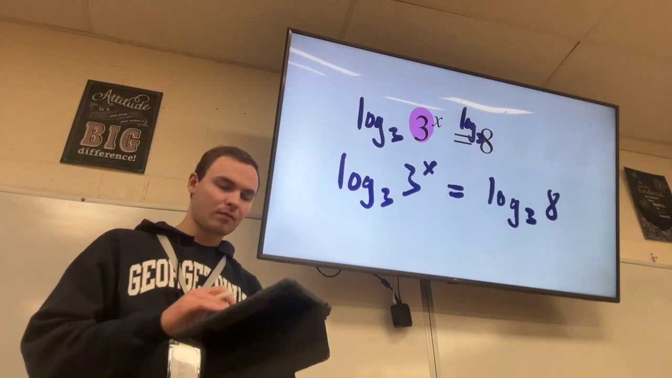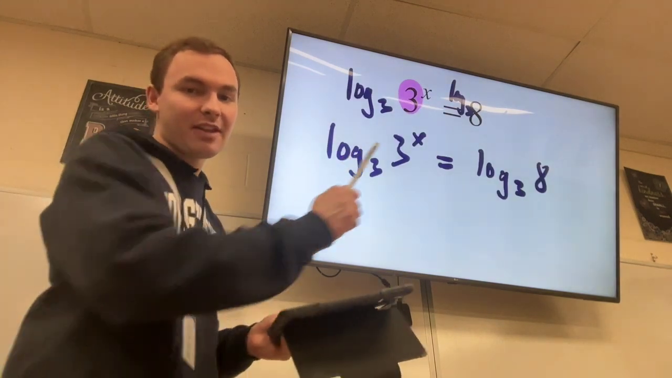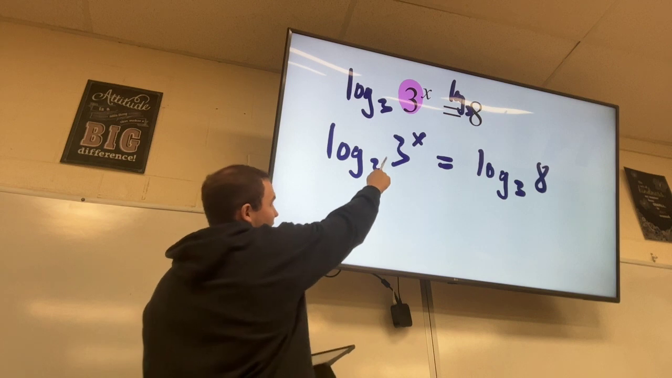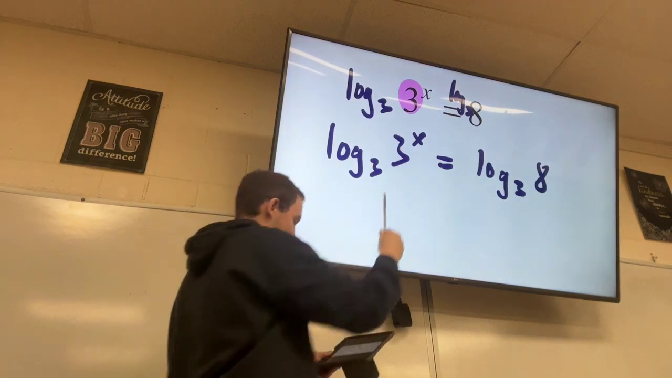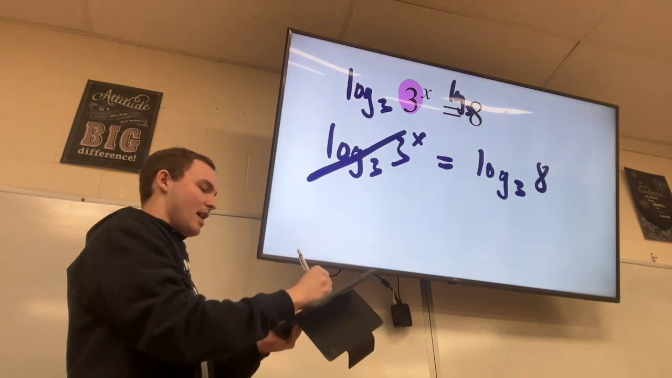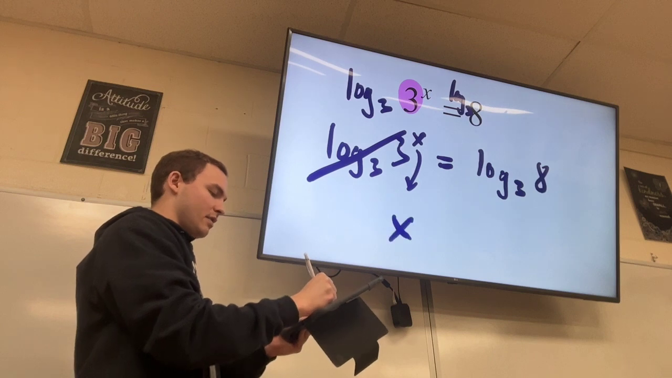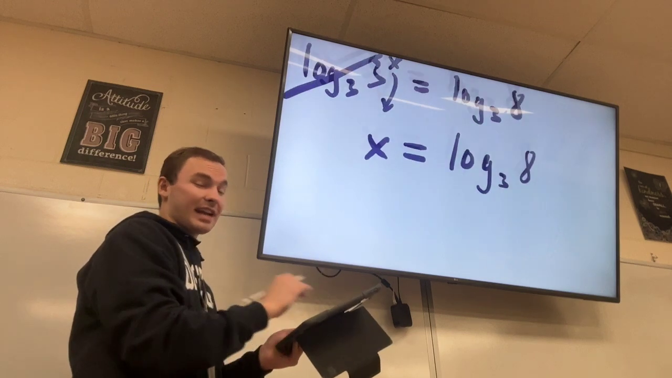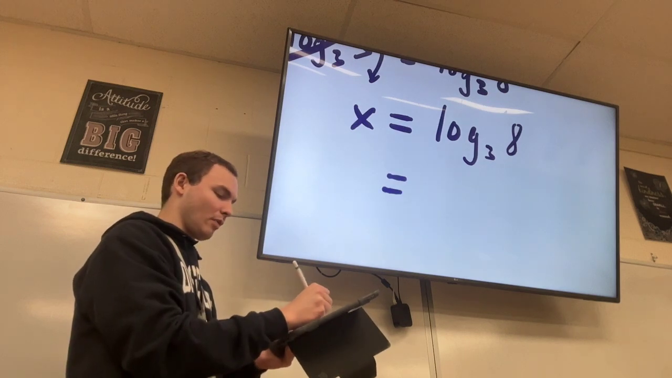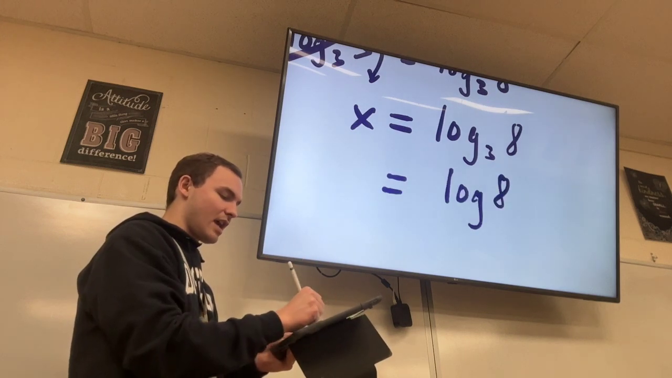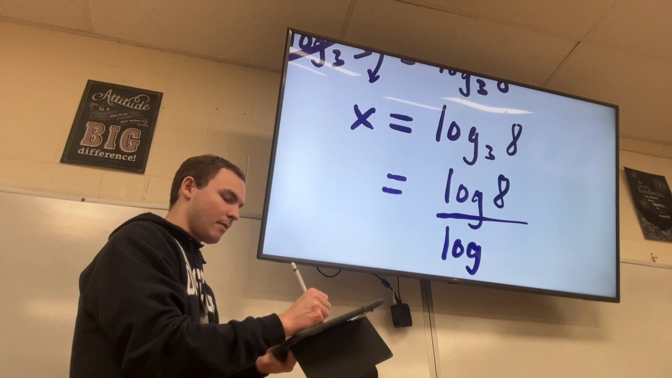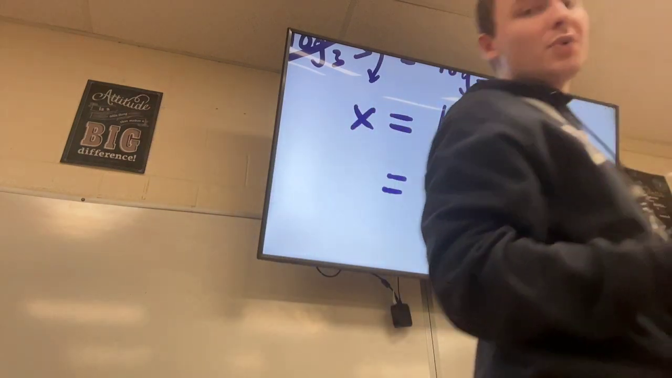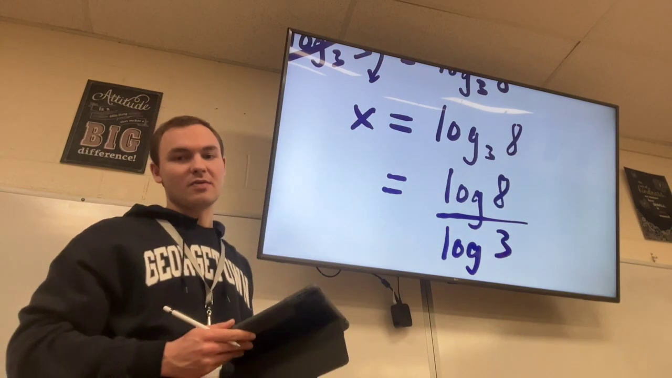What happens is when I have a logarithm, and the base of the log, the small number on the log, is the same as my big number, those are going to cancel, okay? I'm just left with x, so I get x equals log base 3 of 8. And I can plug that into my calculator by doing log 8 divided by log 3. We don't have a log base 3 button in our calculator, but we do have just a regular log button, so we do it like that.